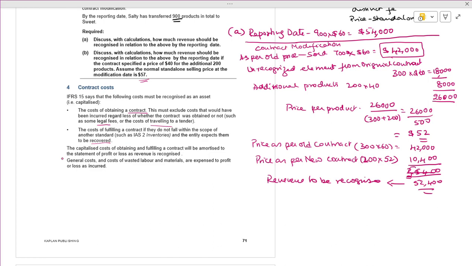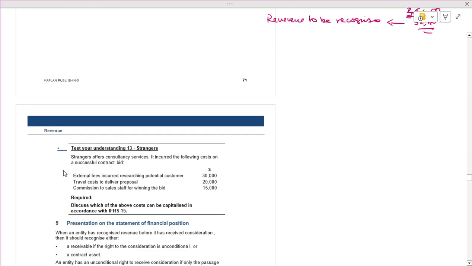The capitalized cost of obtaining and fulfilling a contract will be amortized to the statement of profit and loss account as revenue. It will be amortized as the revenue is recognized. General cost and wastage of materials are expensed to profit and loss account. That is the basic thing.